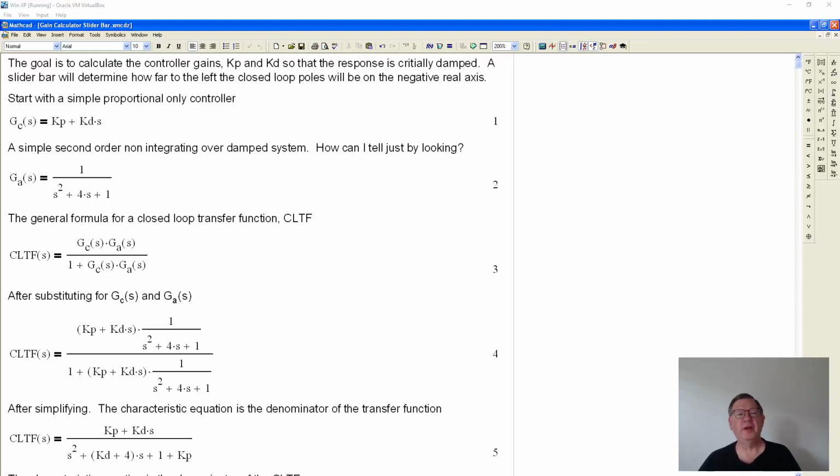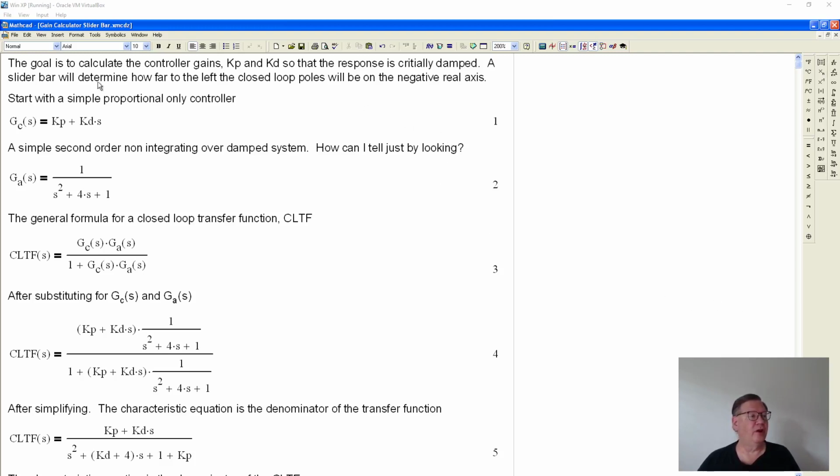Hello. This video is about the gain calculator and the slider bar. The goal is to calculate PID gains, or in this case just proportional and derivative gains, so that the system response is critically damped by just moving a slider bar.